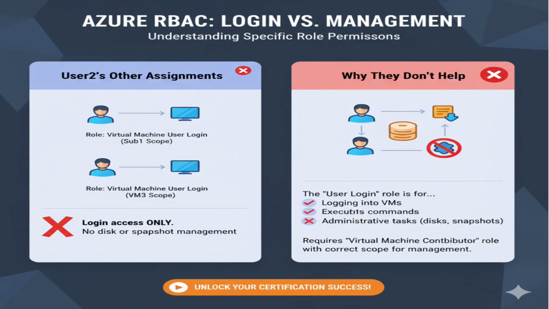Why User 2's other assignments don't help? User 2 also has virtual machine user login roles on Sub 1 and VM3, but these only provide login permissions to virtual machines, not disk management capabilities. The virtual machine user login role specifically allows users to log into VMs, but doesn't include administrative permissions like disk and snapshot management. To manage VM1's disks and snapshots, User 2 would need Virtual Machine Contributor or a similar administrative role, with proper scope on MG1, Sub 1, RG1, or VM1 itself.